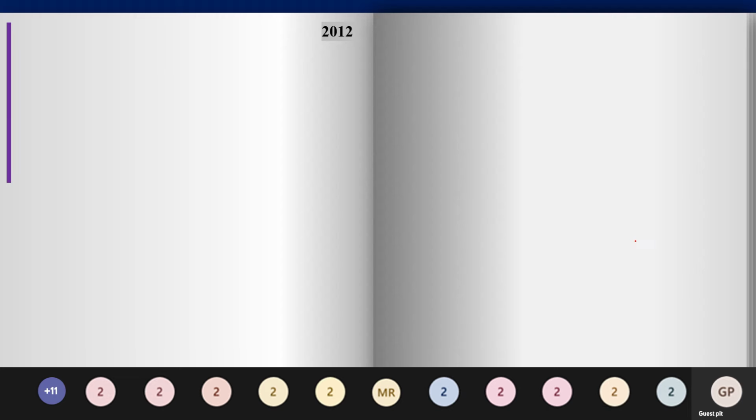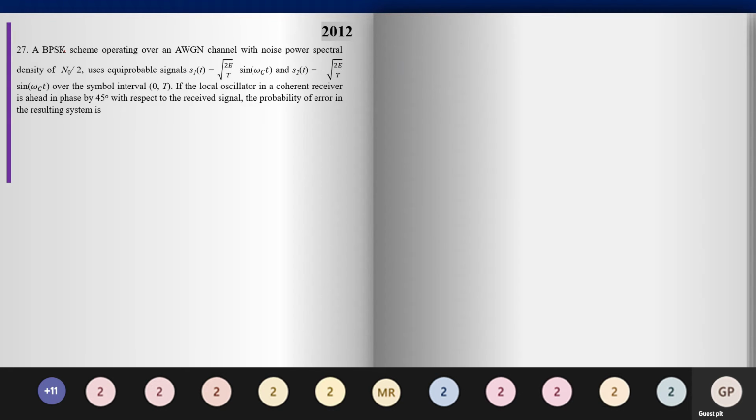Okay, so as I have told you, today we're going to see the problems in BPSK. So this is the question that was asked in 2012. The question starts like this: a BPSK scheme operating over an AWGN channel with noise spectral density.